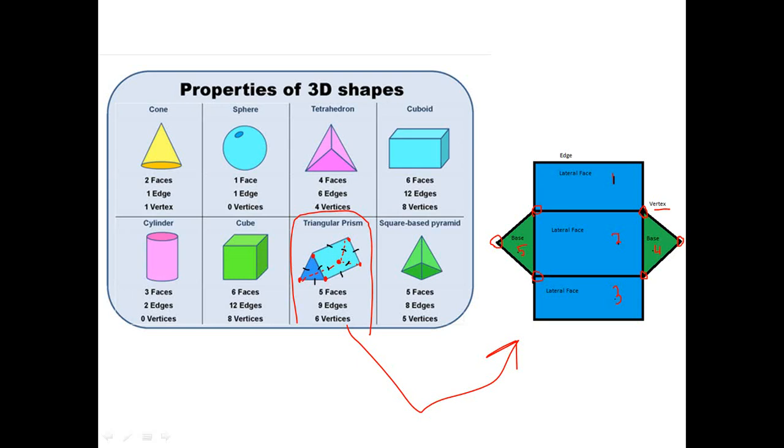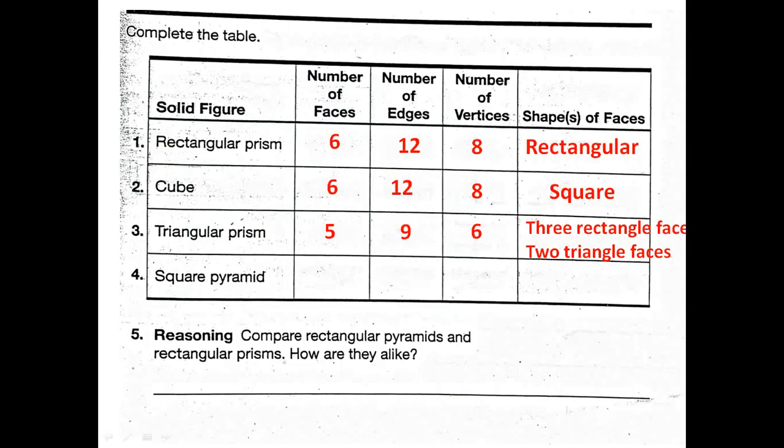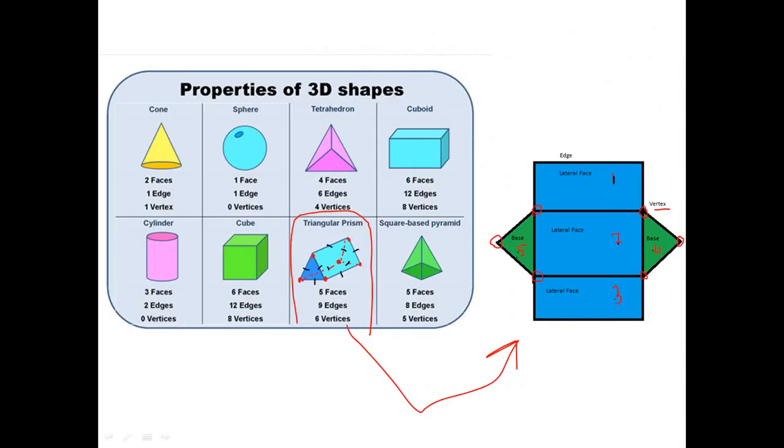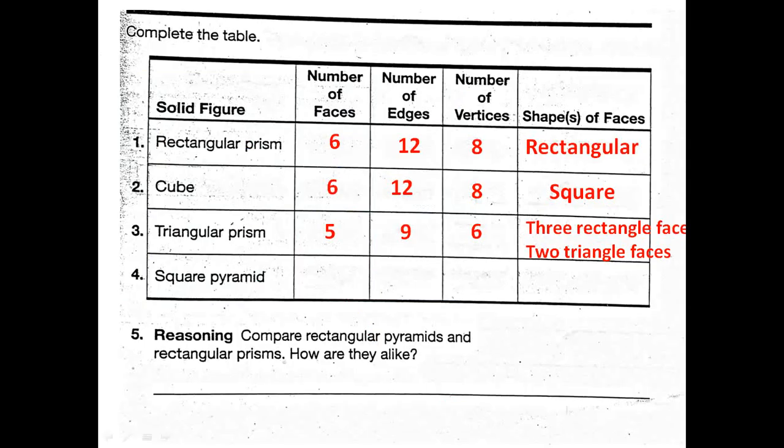There are 3 rectangles and 2 triangles, right? This is a triangle and those 3 in the middle are rectangles. So we have 3 rectangle faces and 2 triangle faces. Again, look at them. 3 blue rectangles and 2 green triangles. We will write 3 rectangle faces and 2 triangle faces.